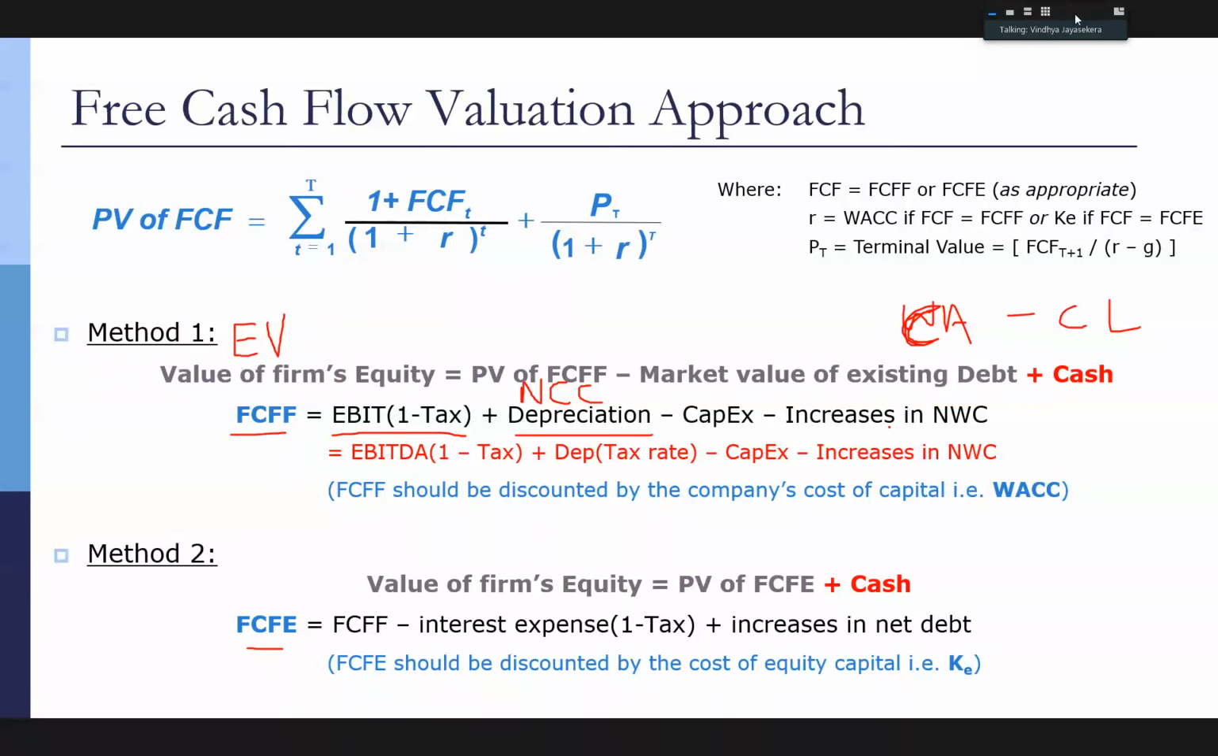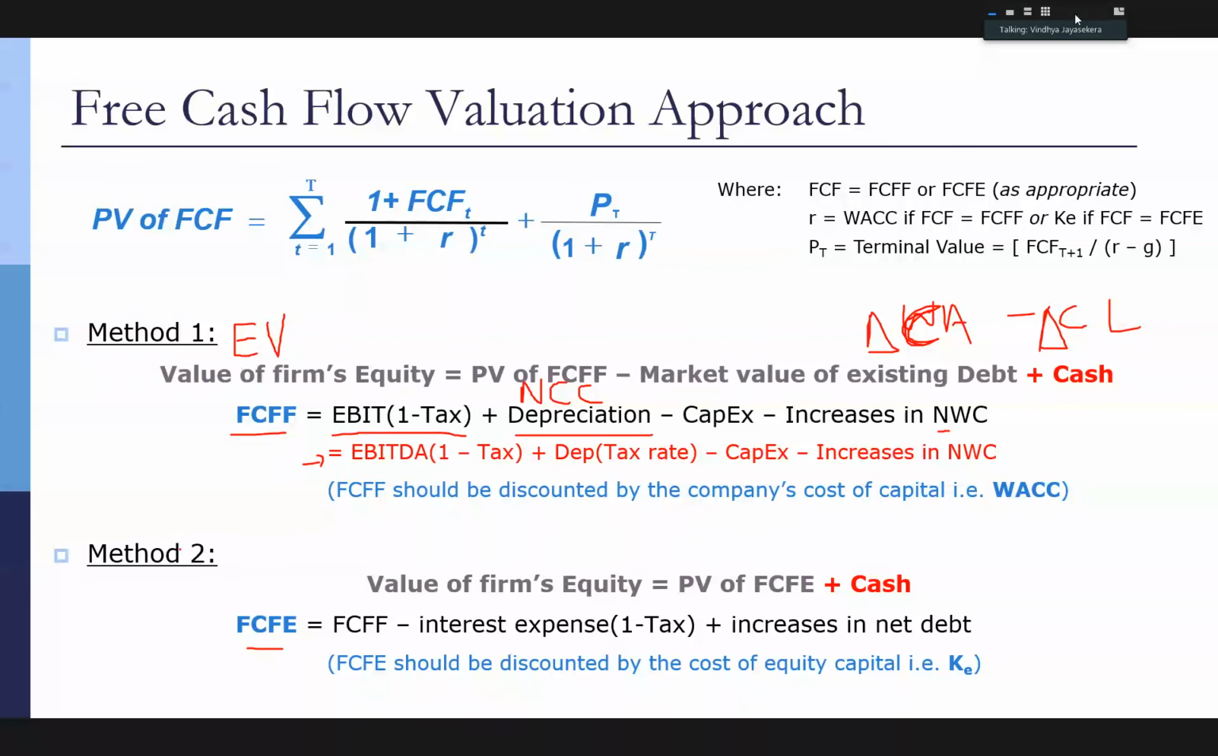But when we say increases in net working capital, it's your increase in current assets minus your increase in current liabilities. That's your free cash flows to the firm. This is what is available to be paid out to debt holders and equity holders. And there are many, many equations. From time to time, you will see these equations pop up.